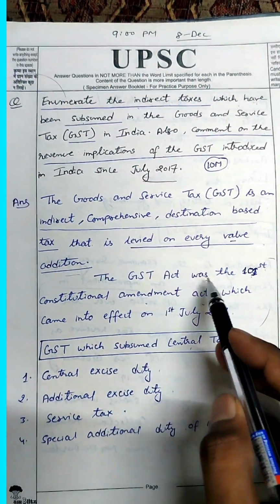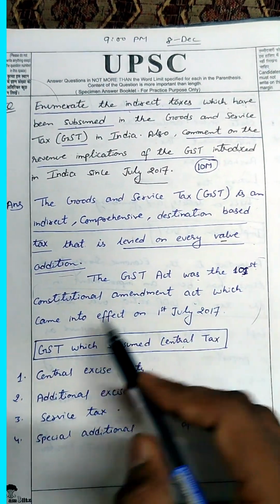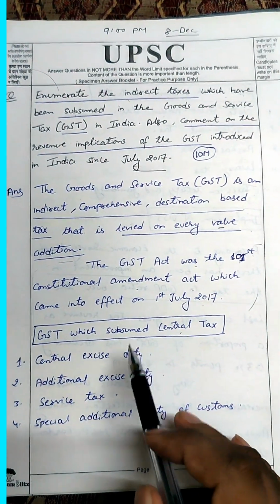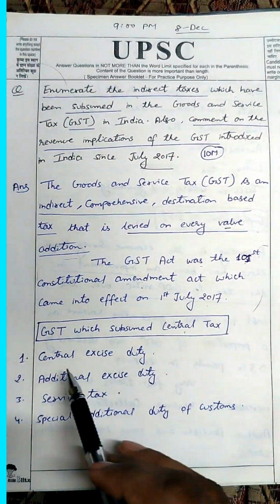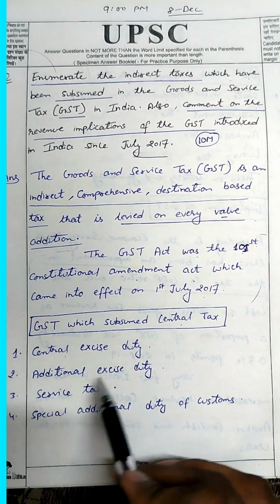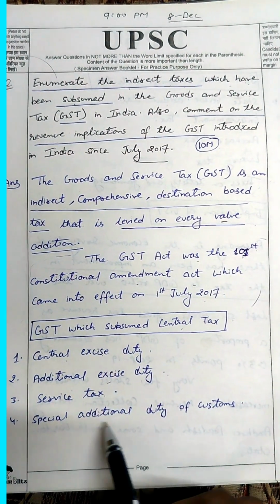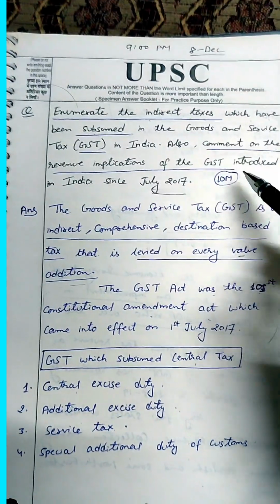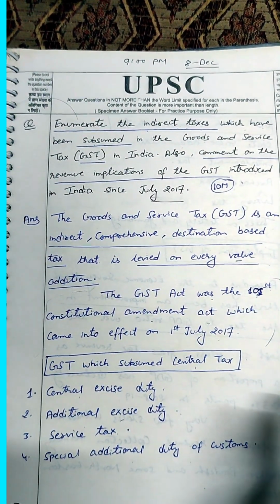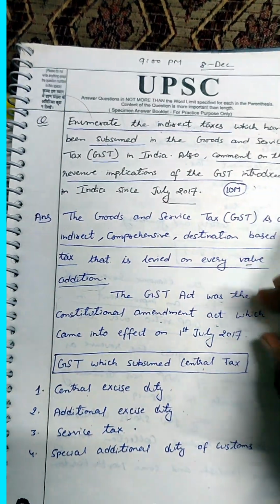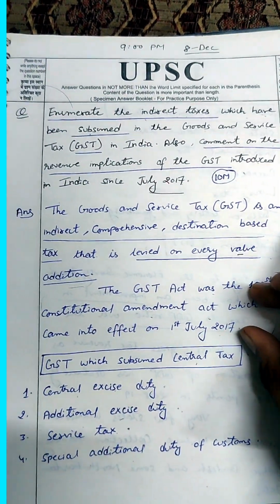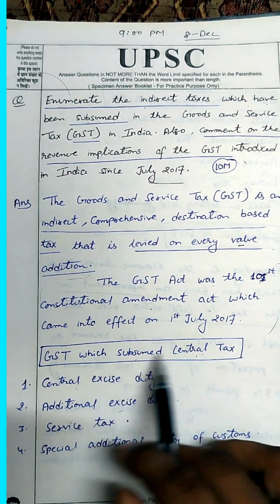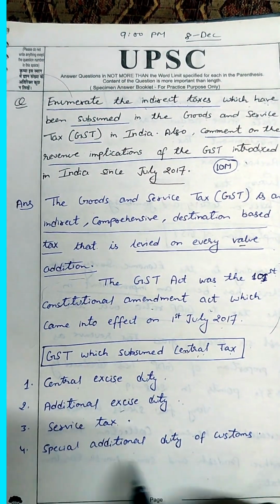So the GST Act was the 101st Constitutional Amendment Act which came into effect on 1st July 2017. Now the GST subsumed central taxes: central excise duty, additional excise duty, service tax, special additional duty of customs. Now you won't have to describe all those things again, it's only for 10 marks and there are time limitations. So you have to just beautifully introduce it, talk a bit about the GST and what things are subsumed under GST for central tax. So that we have discussed here.